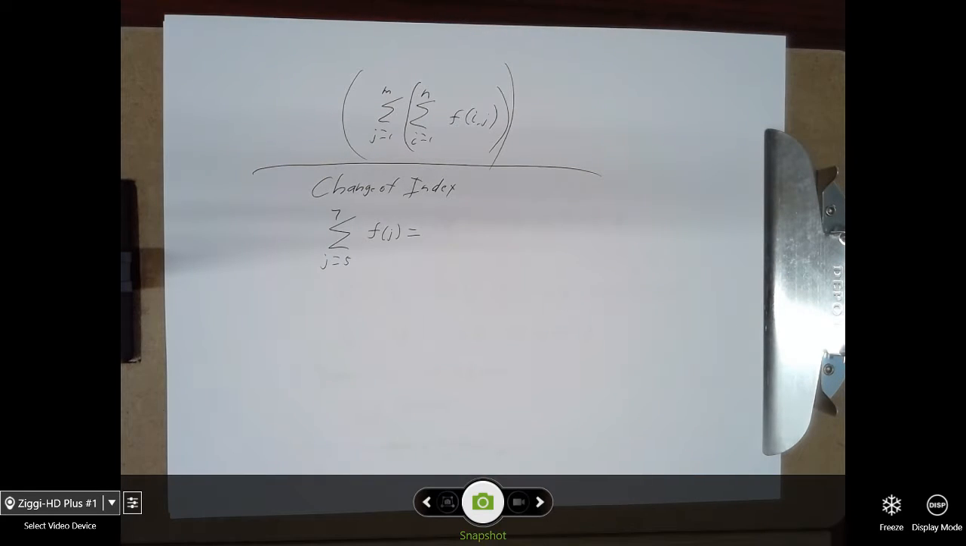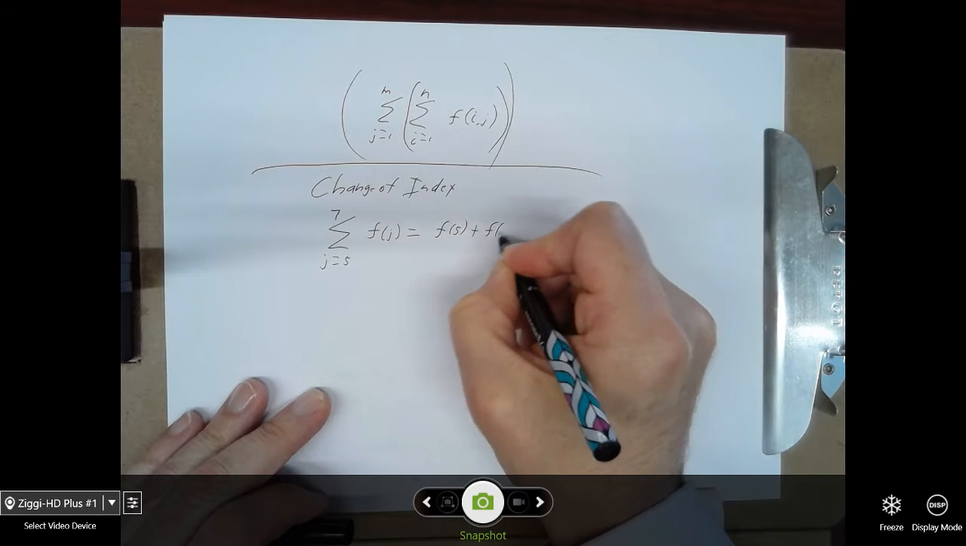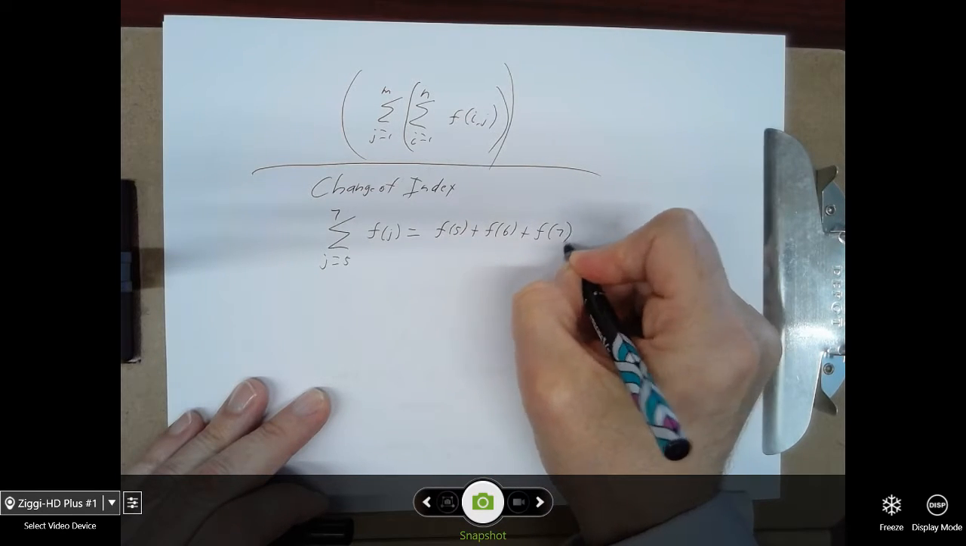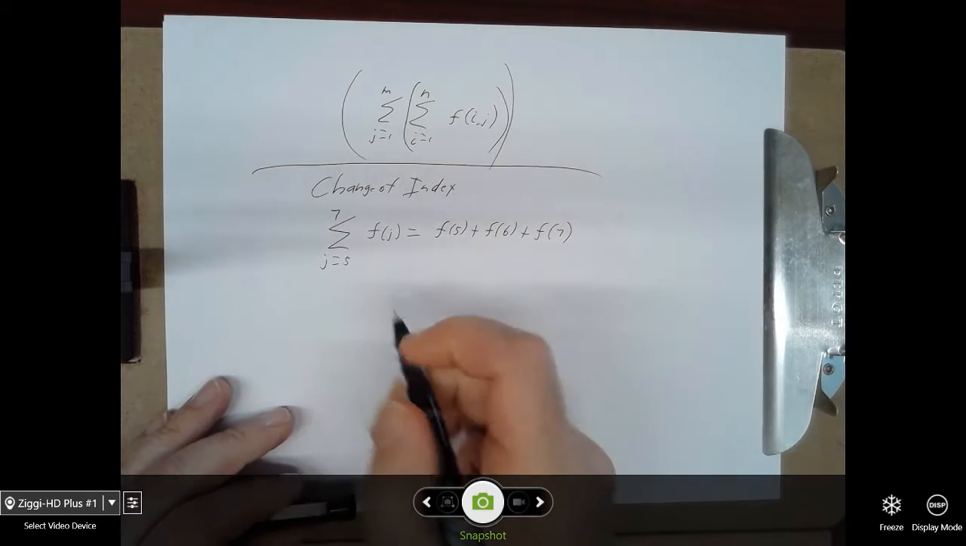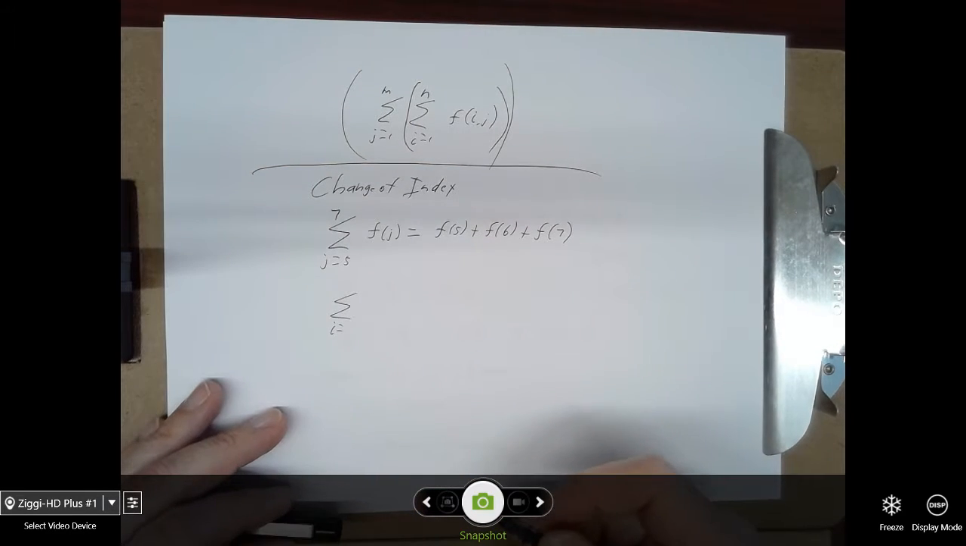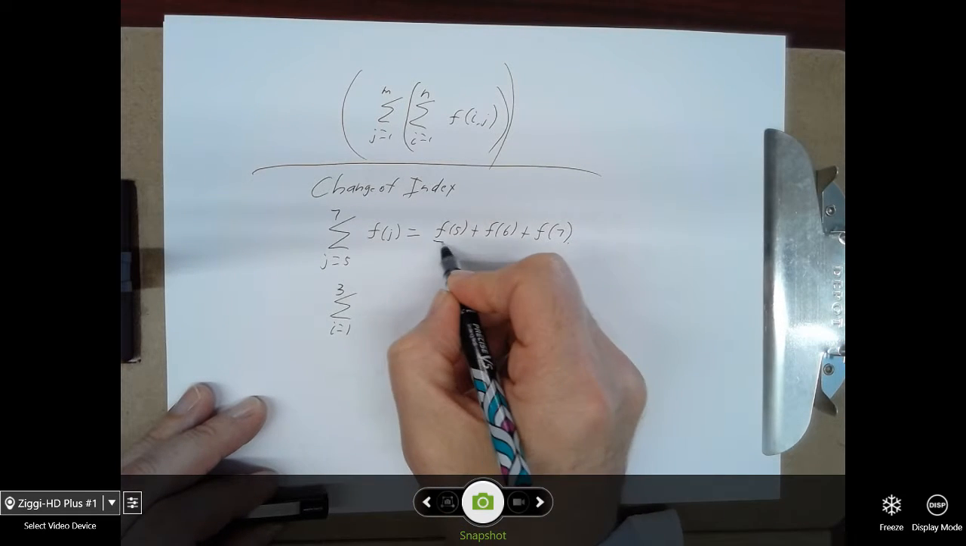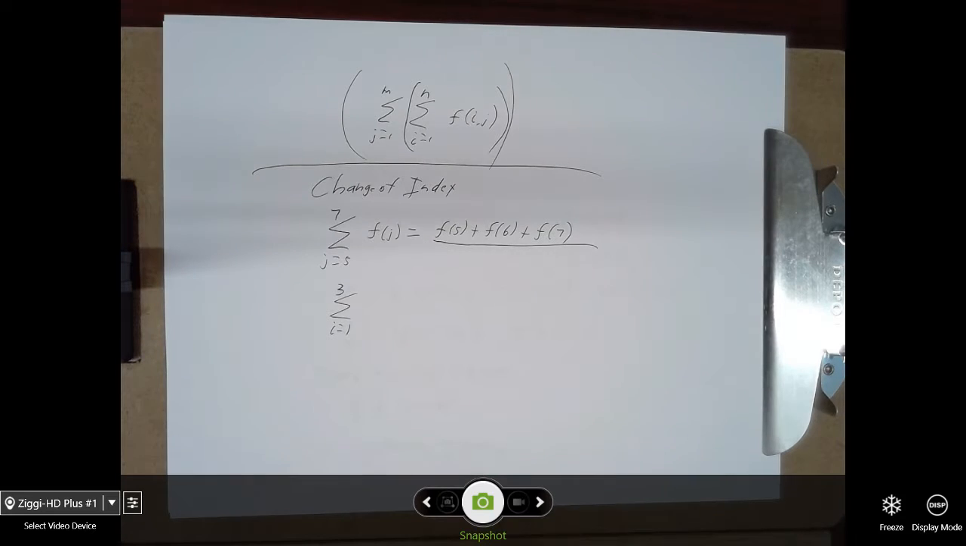Suppose you want the sum from j equals 5 to 7 of some function f of j. Well, this is going to expand out to f of 5 plus f of 6 plus f of 7. But sometimes it's easier to write summations from an index of 1 or maybe 0. So how could I write this summation as a summation where i goes from 1 to 3 instead of 5 to 7? But I want the same value of the sum.